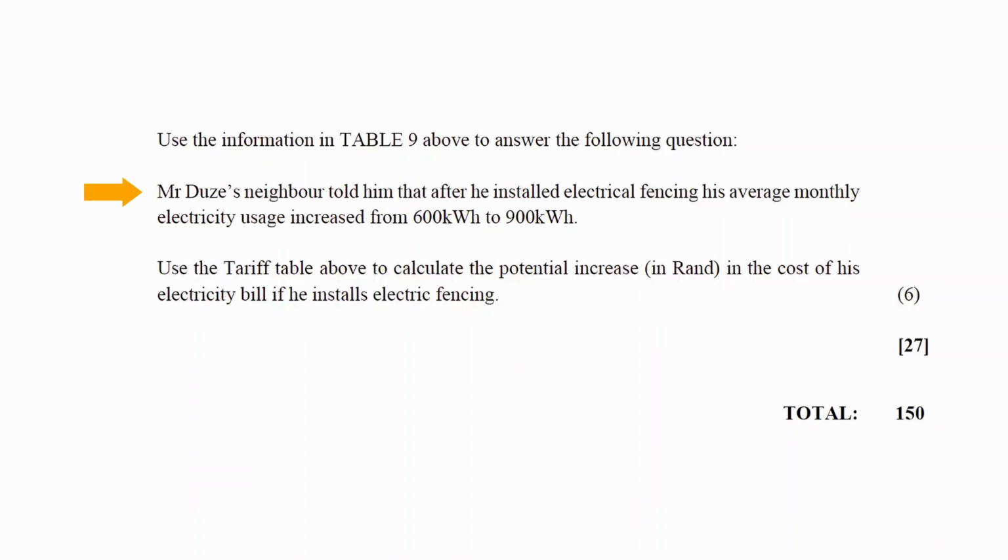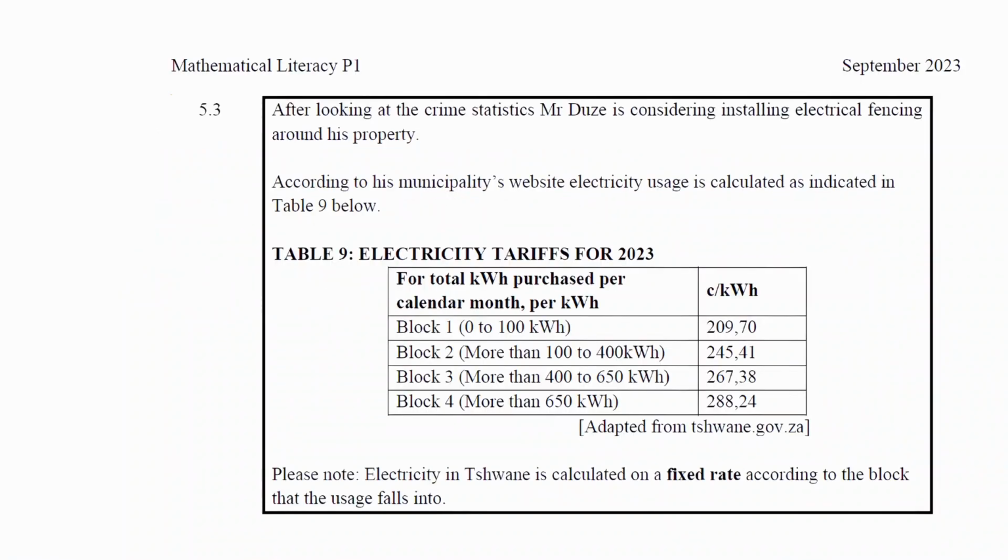Mr. Duze's neighbor told him that after he installed electric fencing, his average monthly electricity usage increased from 600 kilowatt hours to 900 kilowatt hours. You have to use the tariff table to calculate the potential increase in rands in the cost of his electricity bill if he installs electric fencing. The first step is to calculate the cost of 600 kilowatt hours of electricity, then the cost of 900 kilowatt hours of electricity. Then we have to find the difference between these two costs.